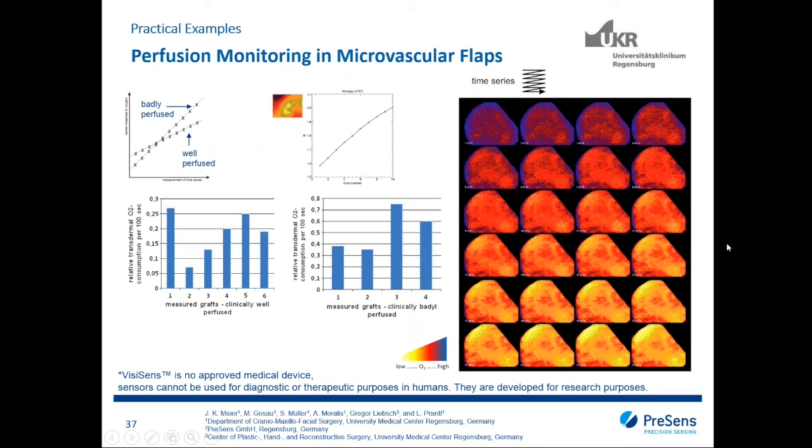If the flap is perfused well, it takes up the oxygen way slower because there's an inner oxygenation within the flap. If the perfusion is bad, it takes up the oxygen faster. And by this uptake speed, you can define if the microvascular flap is well or badly perfused.